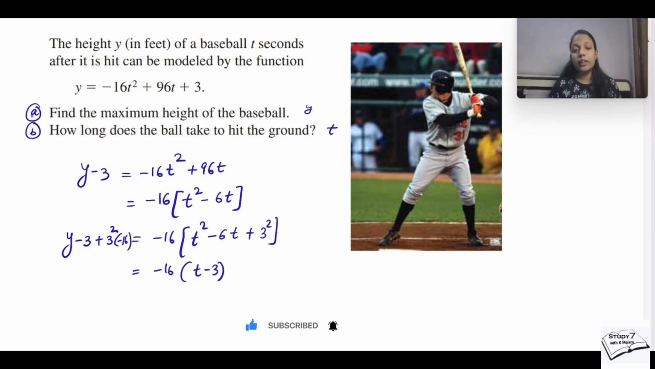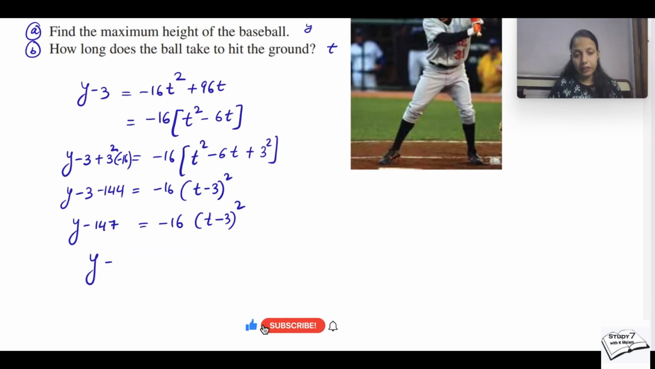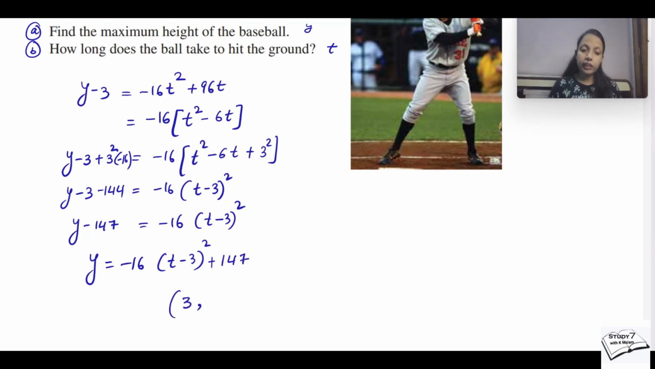So negative 16, what is this? (t minus 3) whole square. And this is y minus 3, 9 into 16, it's 144, and it becomes 147. So can you guess what the vertex is? The vertex, let's rewrite it. Negative 16 (t minus 3) whole square plus 147. So the vertex is 3, 147. This is the time and this is the height.